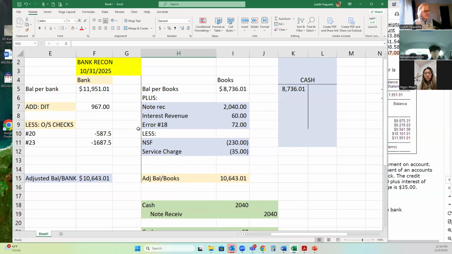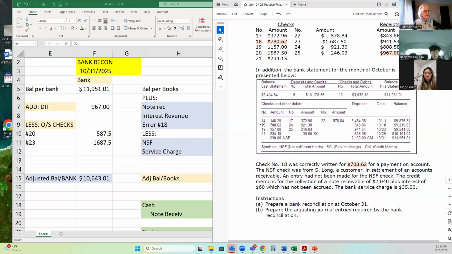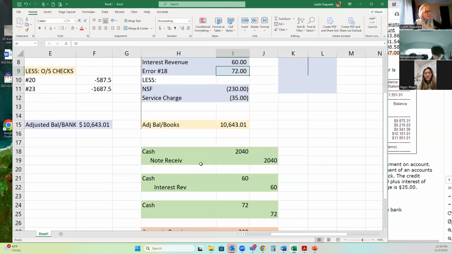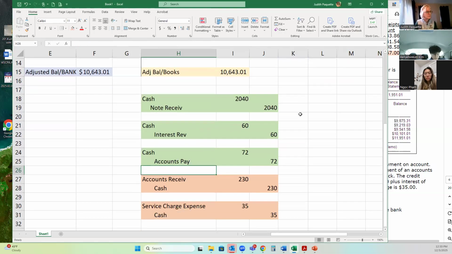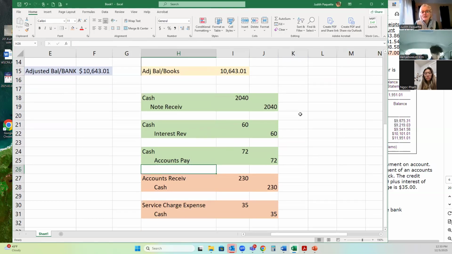Now for this last one, this was a $72 error. This was a check that the company wrote. So when a company writes a check, that means accounts payable. It could be salaries payable, but they have to tell you that. So if it's accounts payable, we need to correct accounts payable. And then you've got it. A little bit of a long answer, but I wanted to walk through that with you.